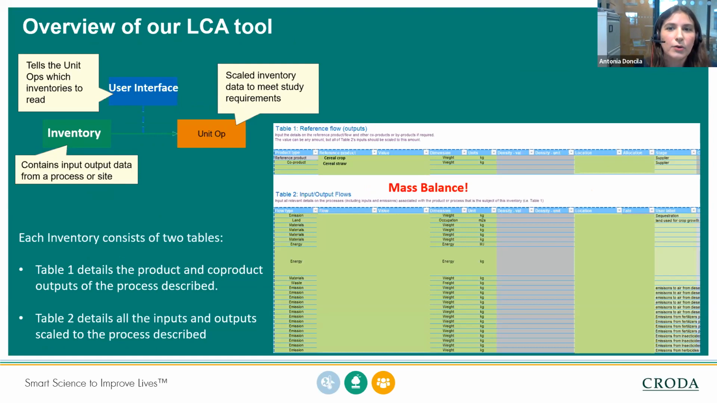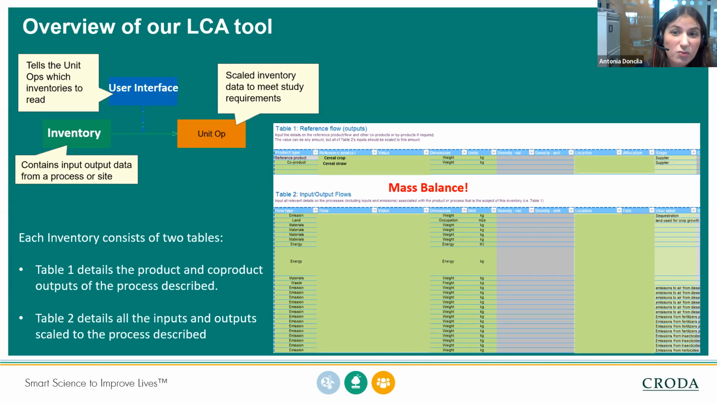So yeah, a bit about our LCA tool. It operates based on data inventories. Each data inventory reflects a particular stage in the product life cycle and requires inputs of primary and secondary data associated with that particular life cycle stage. So you can see on the right-hand side an example of a data inventory for growing a cereal crop.